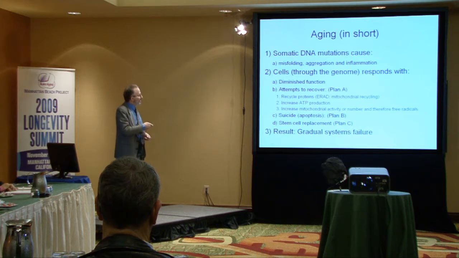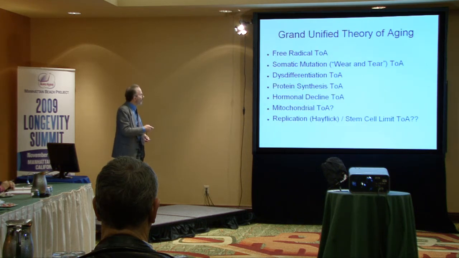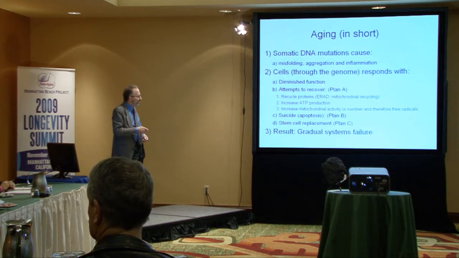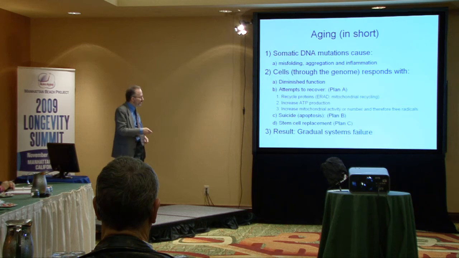Somatic mutations cause, this is the summary basically, this is the kind of like the punchline. And you get protein misfolding, you get aggregation, which was discussed yesterday, and you get inflammation. Cells respond with diminished function, they slow down basically. Who would not agree that aging is a phenomenon of cells slowing down? And so the recovery is recycle the proteins, increase ATP production, increase mitochondrial activity, and therefore free radicals. There's the vicious loop right there. It's like I need more ATP, generate more ATP, but there are consequences for that.